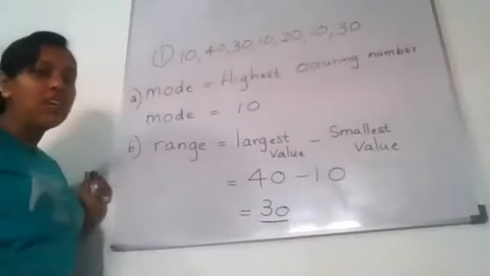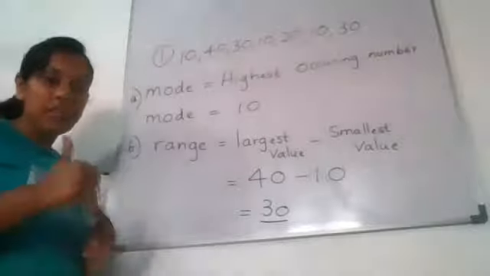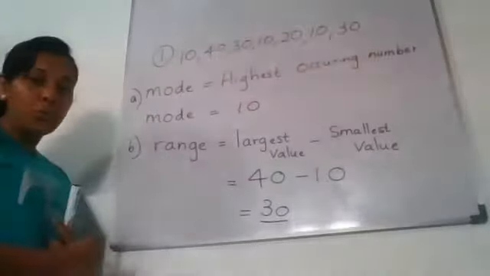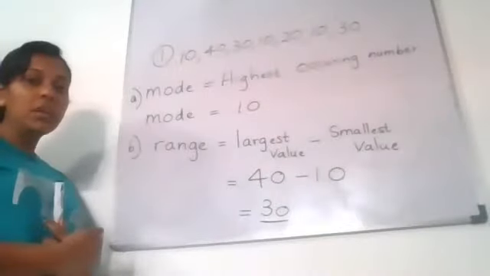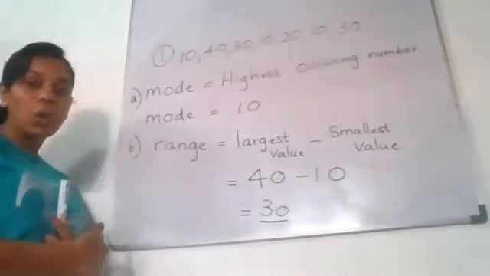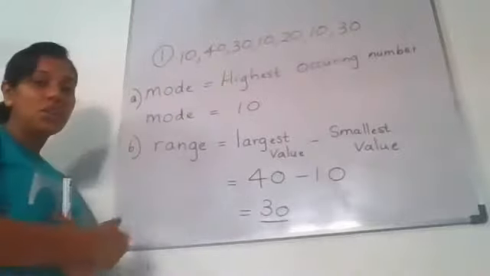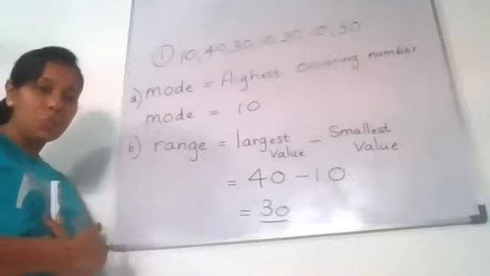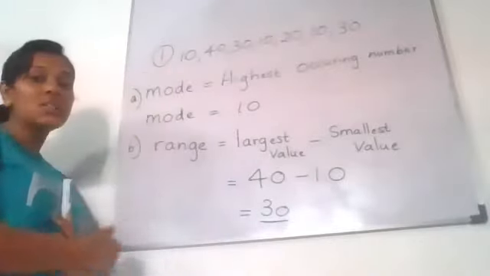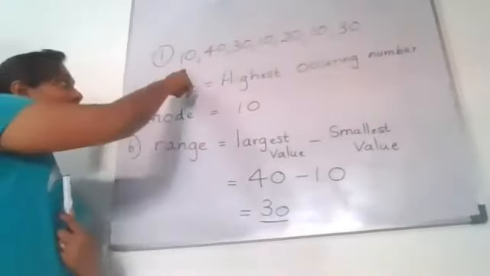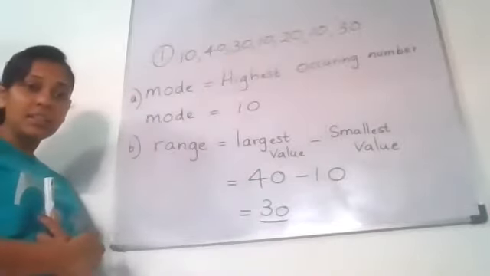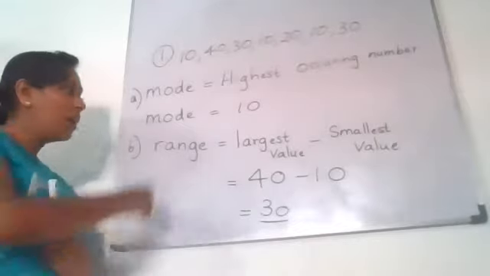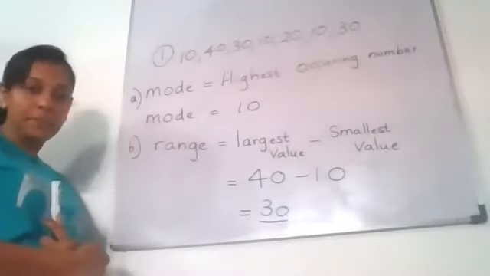Now, up to now, we have learned 2 terms from data handling. What was the first one? Mode. Mode means the highest occurring number. So how do we find the highest occurring number? When you get a set of data, you identify which number appears most. So according to this set of data, you have 10 more than the other numbers. So therefore, my mode is 10.